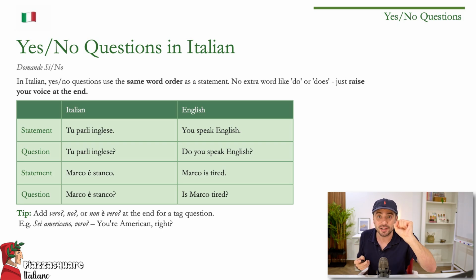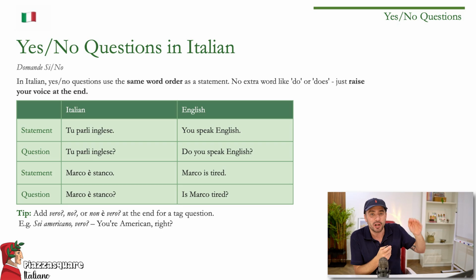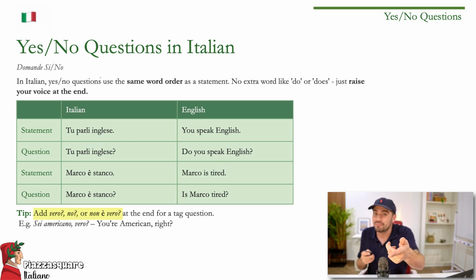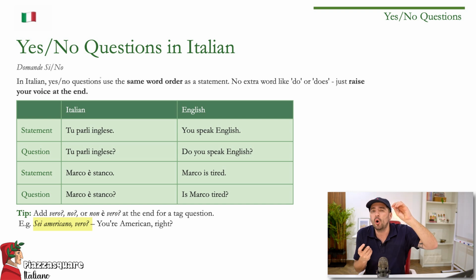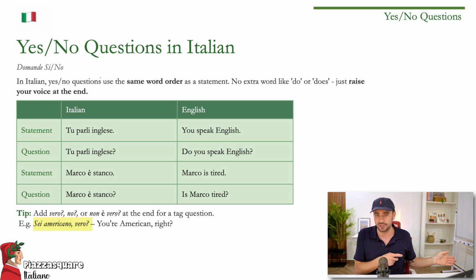Note, Italian speakers sometimes add a tag at the end of a statement to turn it into a question, like vero, right? Or no, no, or non è vero, isn't it true? For example, tu sei americano, vero? It means you're American, right? This is optional. You can always just use intonation alone for yes-no questions.